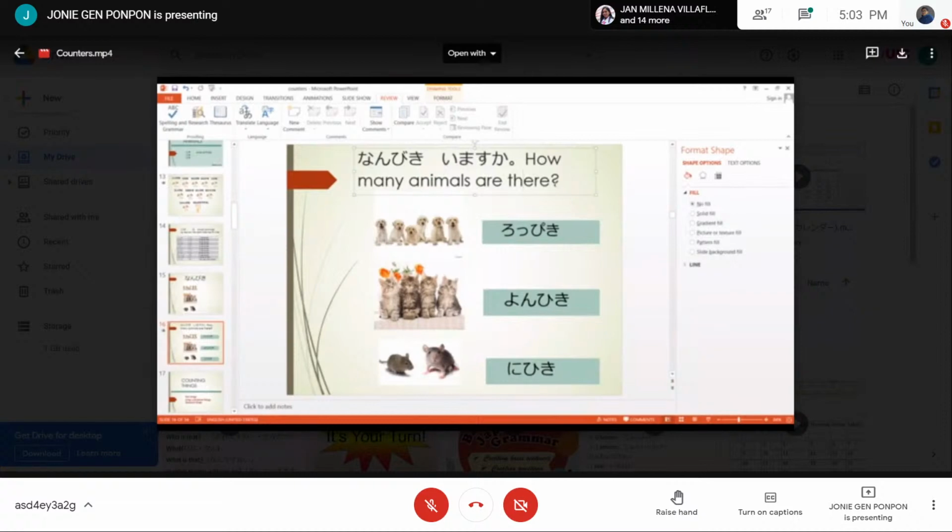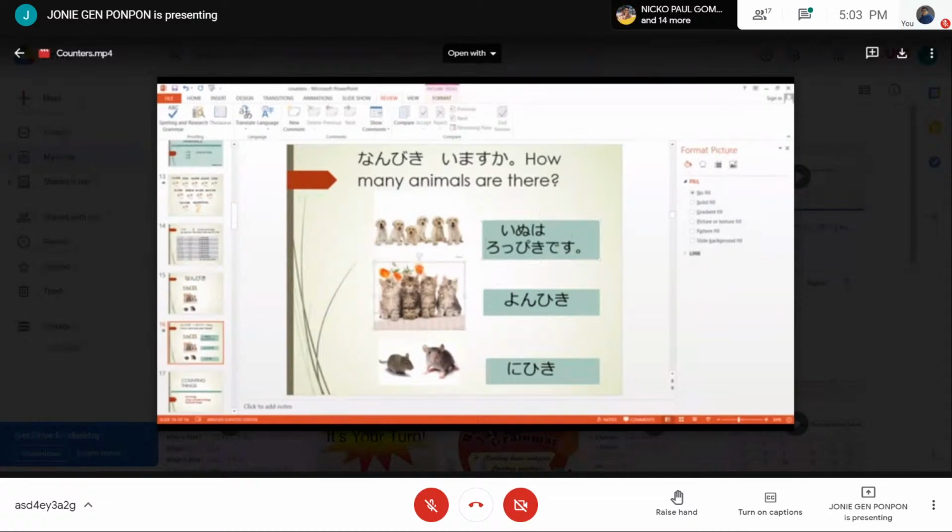In this first picture, there are 6 dogs. So the answer is roppiki desu. In this picture, how many dogs are there? There are 6 dogs. If you say a complete sentence, Inu wa roppiki desu. Inu is dog. Inu wa roppiki desu.